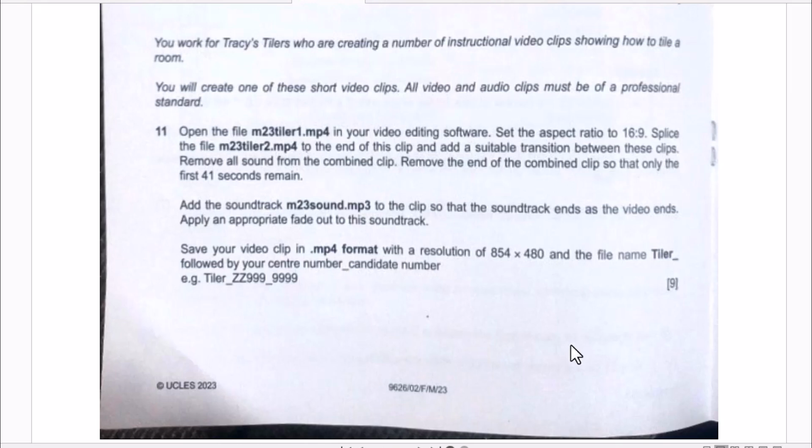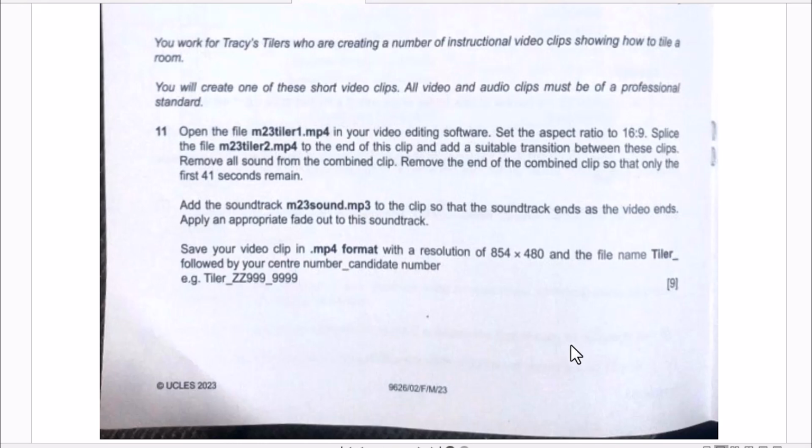Open the file M3 Tiler 1 in your video editing software. Set the aspect ratio to 16:9. Splice the file M3 Tiler 2 to the end of this clip and add a suitable transition between these clips. Remove all sound from the combined clip. Remove the end of the combined clip so that only 41 seconds remain.